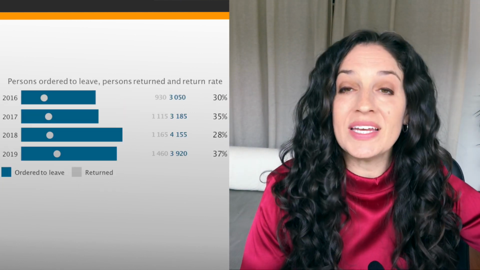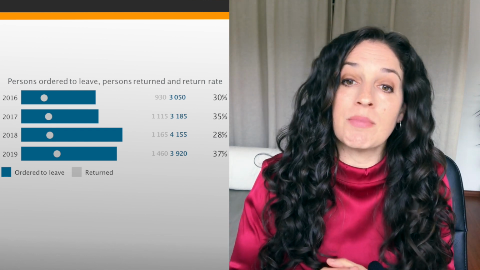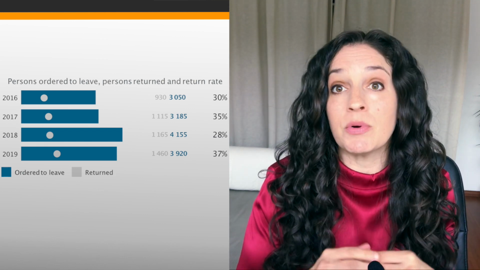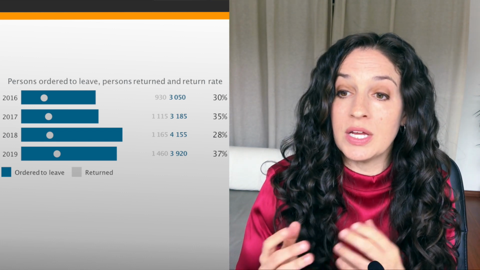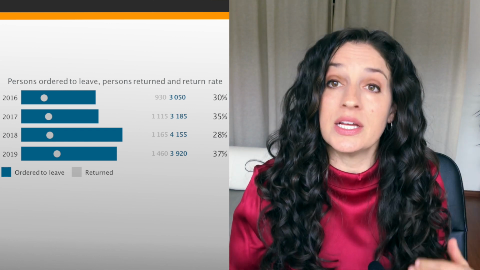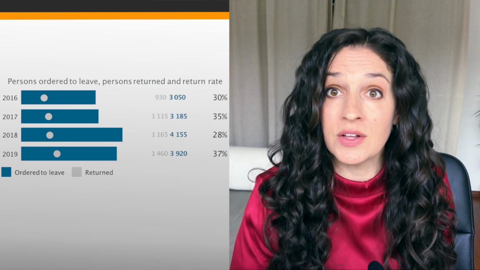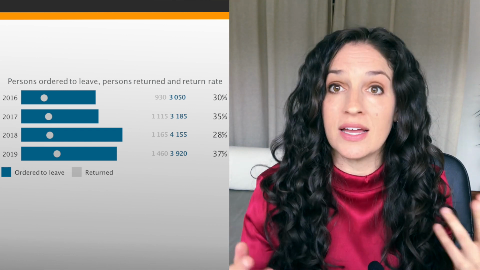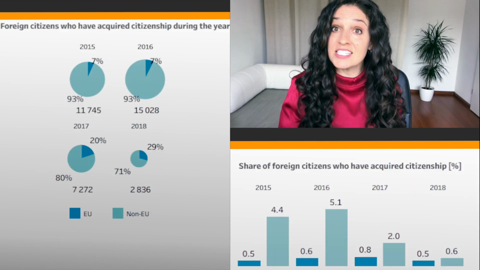Now let's look at one indicator of irregular migration. And we can look at irregular migration in this situation by looking at the number of people that were ordered to leave Denmark in this given year and the people that actually left or actually returned. And what you can see here is that between 28% and 37% of people between 2016 and 2019 actually left when they were told they no longer had the right to stay. So the number that we have left over are people that are generally going to end up in some kind of irregular situation. Now let's look at naturalization and citizenship.